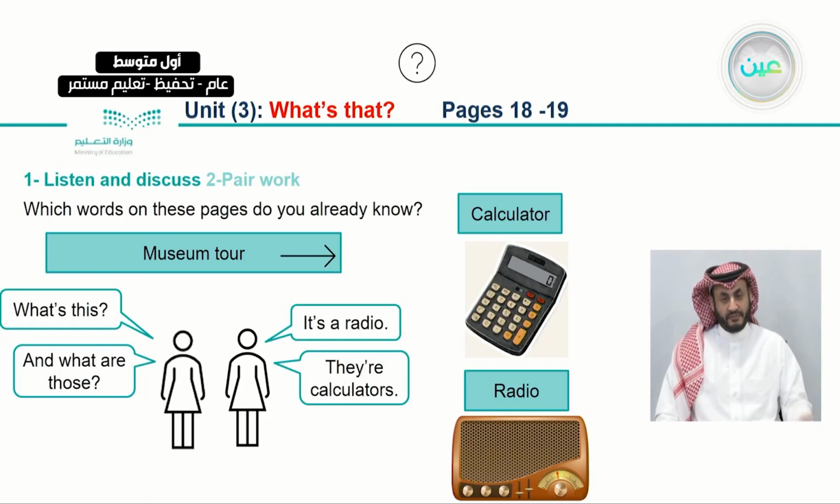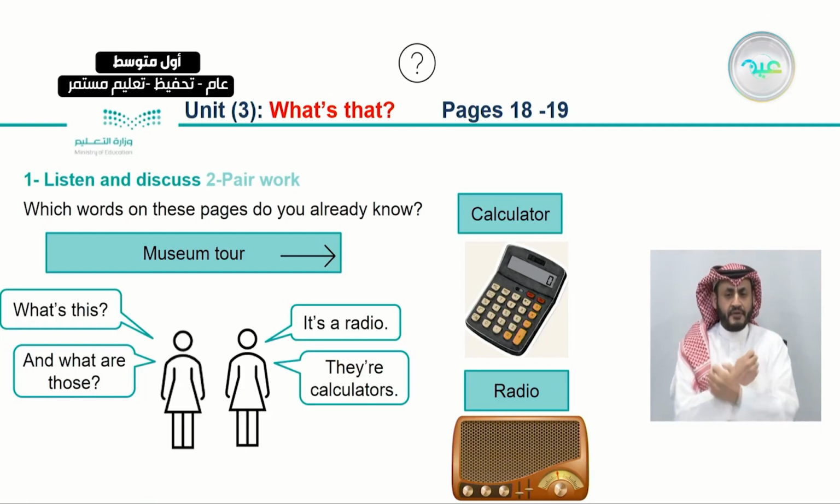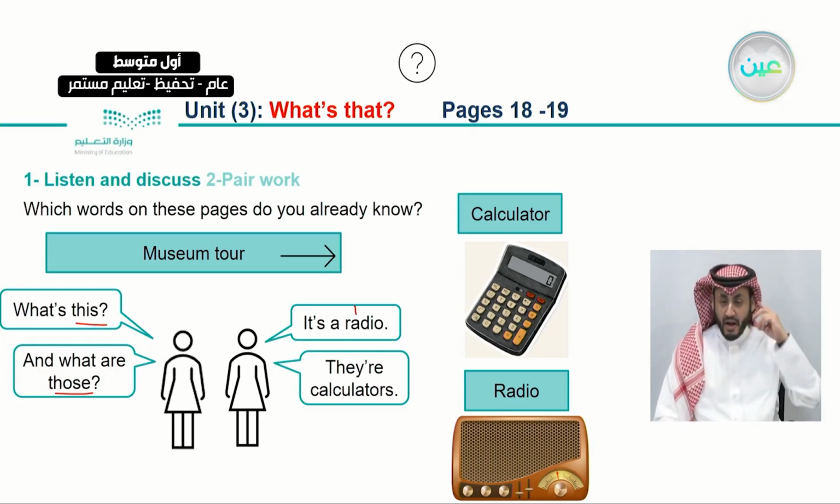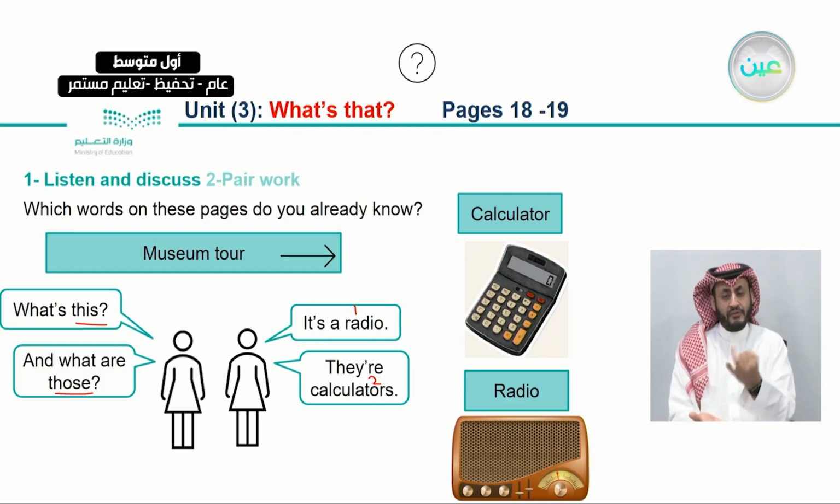Also, we had a conversation between two ladies at the museum tour. What is this? It's a radio. And what are those? They are calculators. What is this for, a singular? What are these for, plural? As you can see, radio is only one item and calculators are more than one.